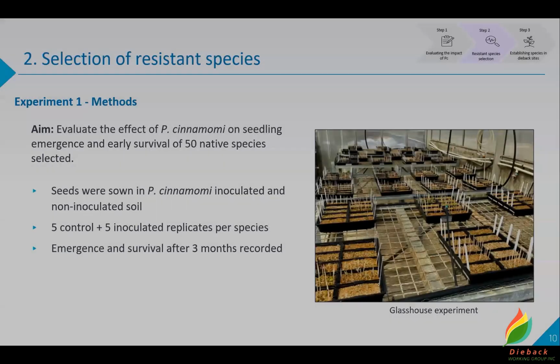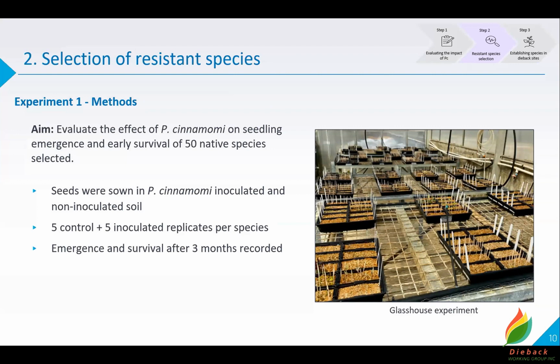So I had two experiments. First, I wanted to see how these plants can emerge with the pathogen. So I evaluated the effect of the pathogen on seedling emergence and the survival of these emerged seedlings within the first 3 months. I sowed the seeds of these species in both pathogen-infested and non-infested soil, and then I recorded data on seedling emergence. Then I left these seedlings for survival, and after 3 months, I counted the number of survived seedlings.